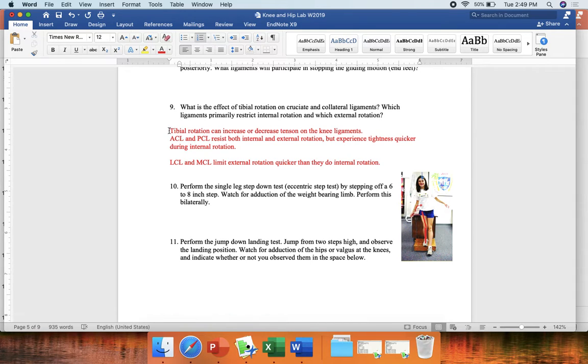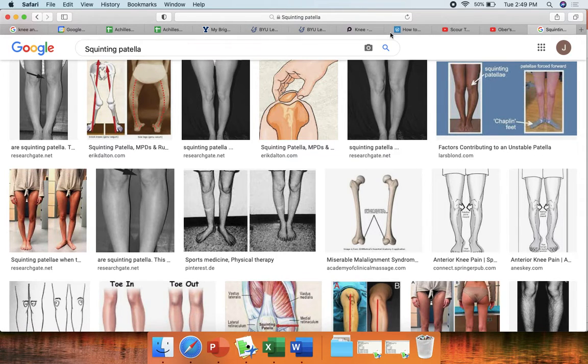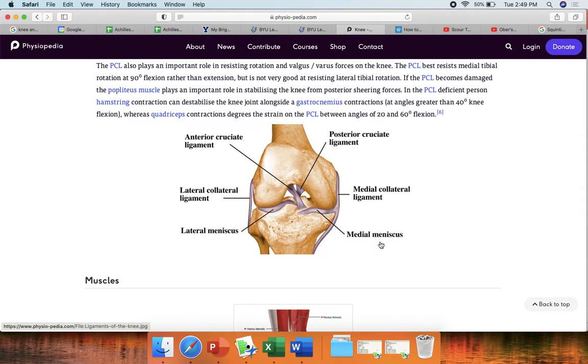I wrote this down here. So tibial rotation can increase or decrease tension on the knee ligaments in general. So the ACL, this is what I want to make clear here. I want to come to this image here. All four of these ligaments, the MCL, the LCL, the ACL, and the PCL, are going to help resist internal and external rotation to a point. They're all going to play a role.